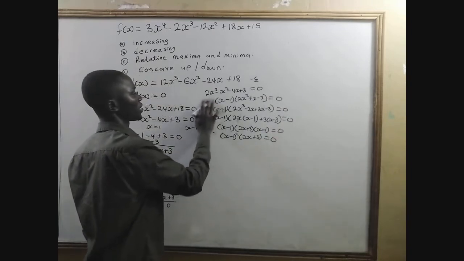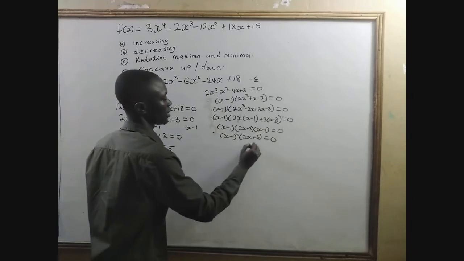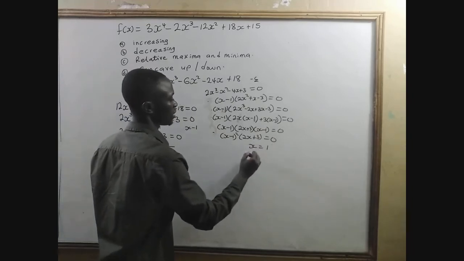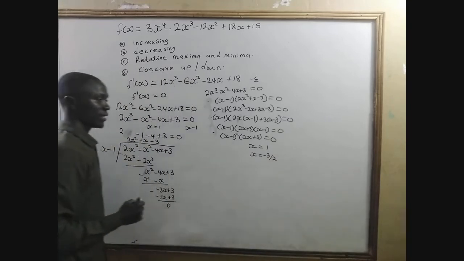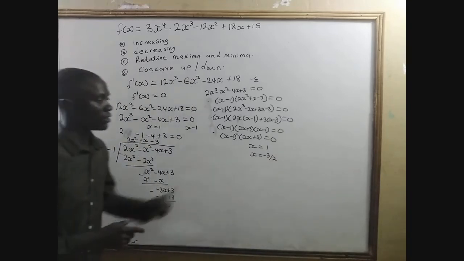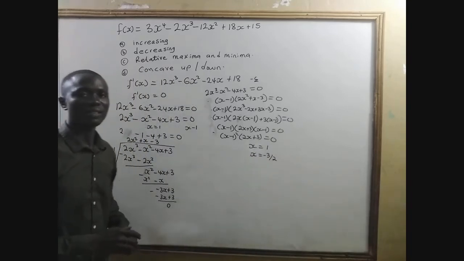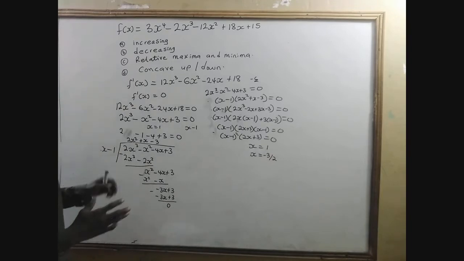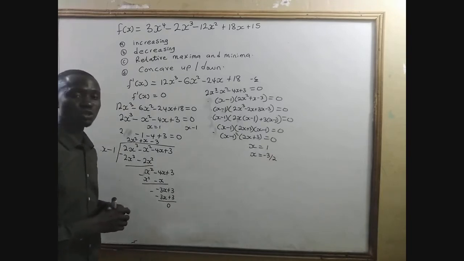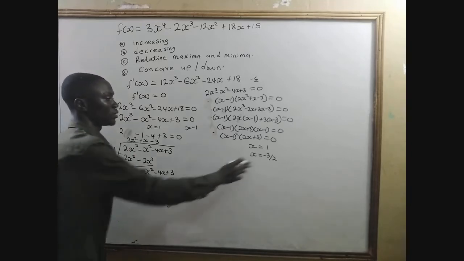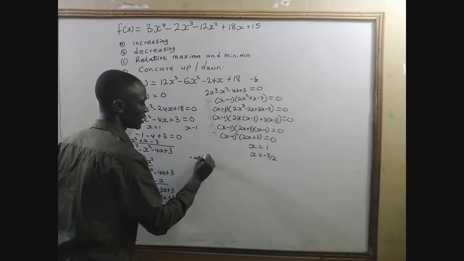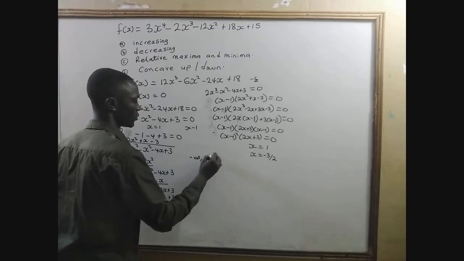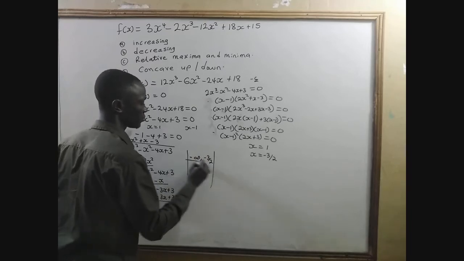Very simple as that. So we are going to have x equal to positive 1 and x equal to negative 3 divided by 2. Now, these two values of x will now give us some intervals. So let's look at the intervals. So here we're going to have negative infinity to negative 3 on 2 as one interval.